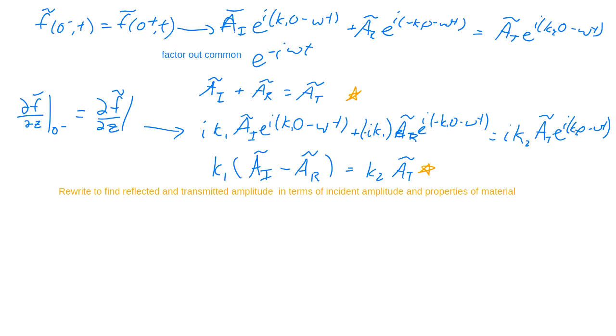So you basically do a bunch of algebra to rearrange things in the system of equations, and you get this right here: the difference over the sum, proportional to the amplitude of the wave that you sent in. And also, you've got to do the same thing for the transmitted wave.